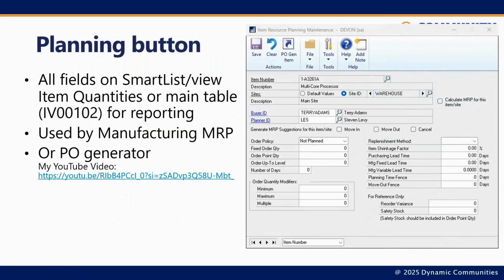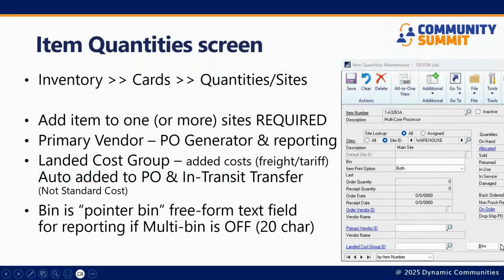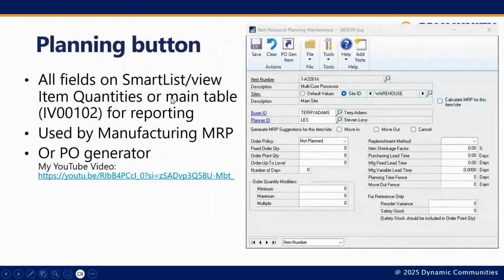The planning button, which is down here right off the screen, has fields, same SmartList fields. All of these fields are available. And notice that I changed my radio button to site, so I'm putting in planning values for my warehouse, not my default values for new warehouses. It's used by manufacturing MRP or PO generator if you're using those modules. If you're not using these modules, it is super helpful, and I have a lot of clients who just put in values. They have an order up point or something, and then they're just running the item quantity SmartList to do some sort of purchase planning. Super useful, easy, particularly if you've got some other tool or you want to put some Excel calculations on it.